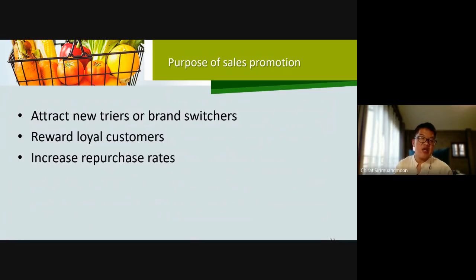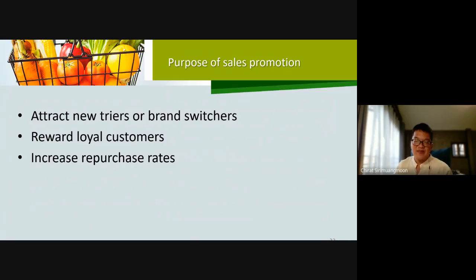So you can have some chance for them to select and change their brand loyalty. Reward loyal customers. Actually, sales promotion is used for consumer benefits. So it's like you said thank you for doing business with you. Then you want to give something good in return to the consumers. Increase the repurchase rate. Actually, sales promotion is specifically used for this purpose.